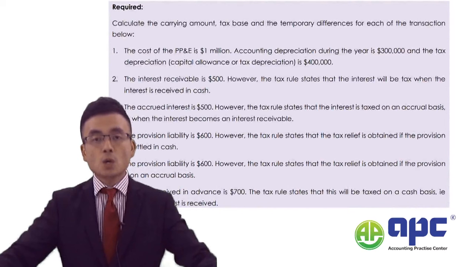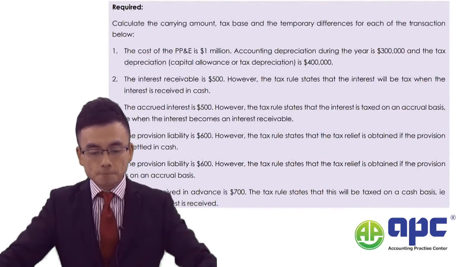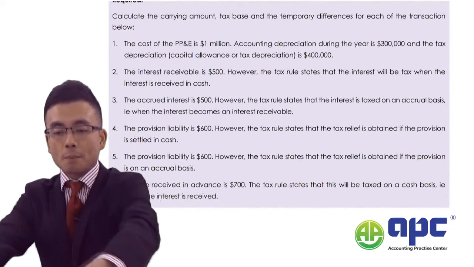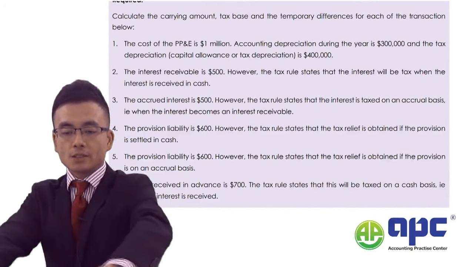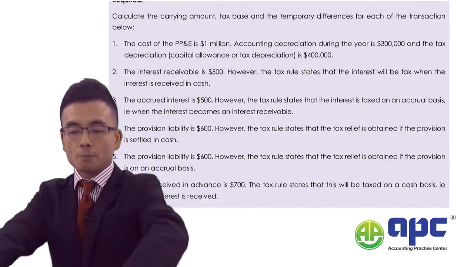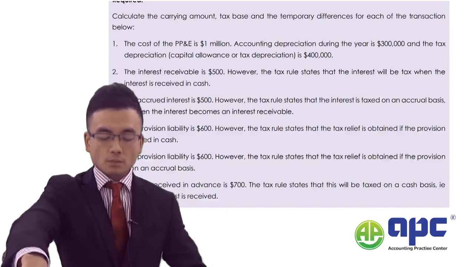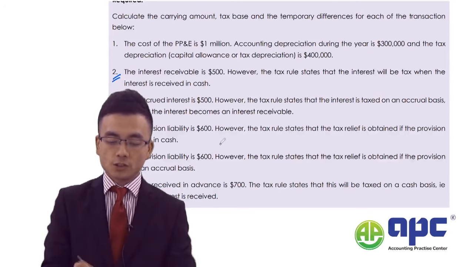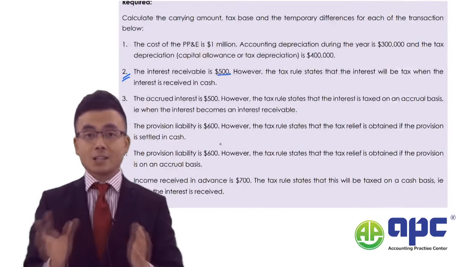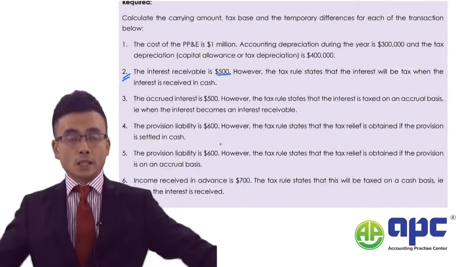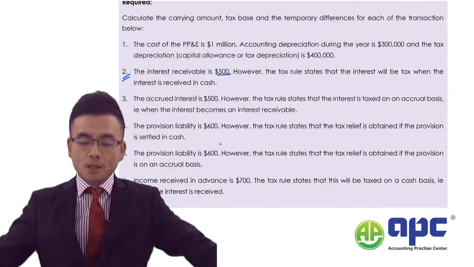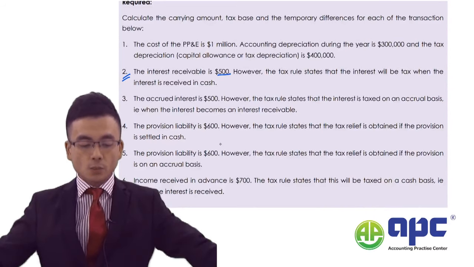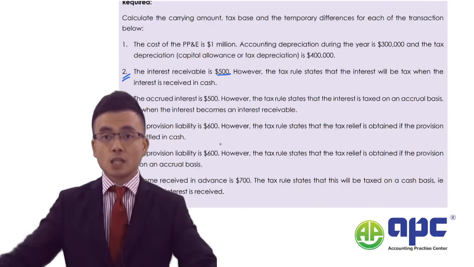And the best way to see this before we look at the complicated concept is to have a go at a few examples here. So let's start with the example number two. Number two, it says the interest receivable is $500. Which means it seems that it's an asset because it's related to the current asset. However, the tax rule states that the interest will be taxed when interest is received in cash.